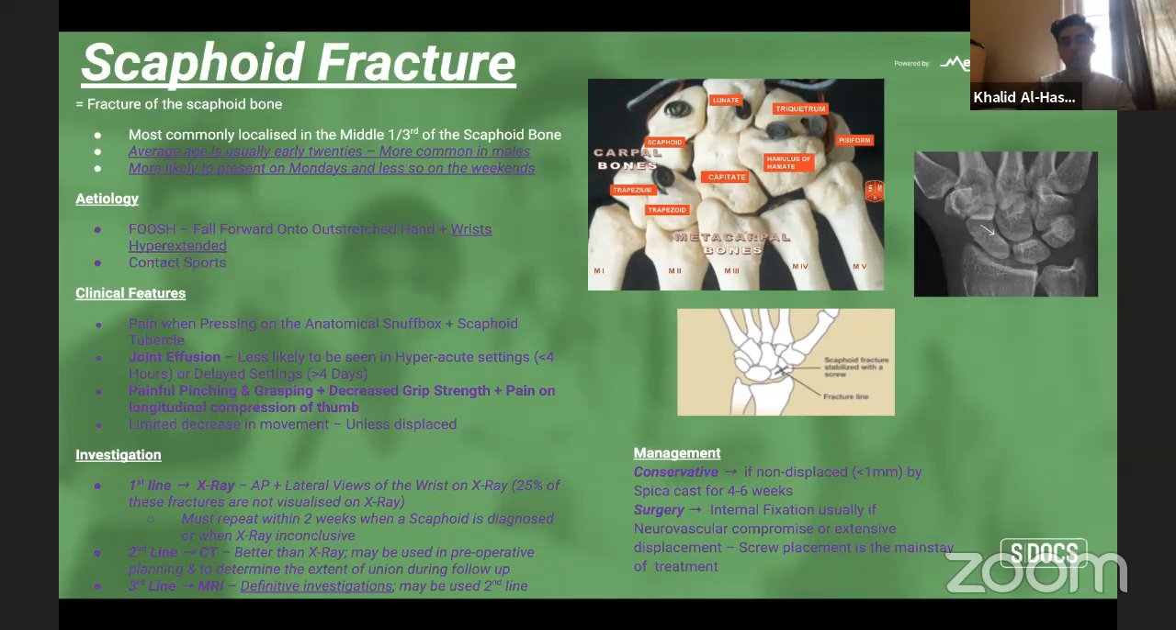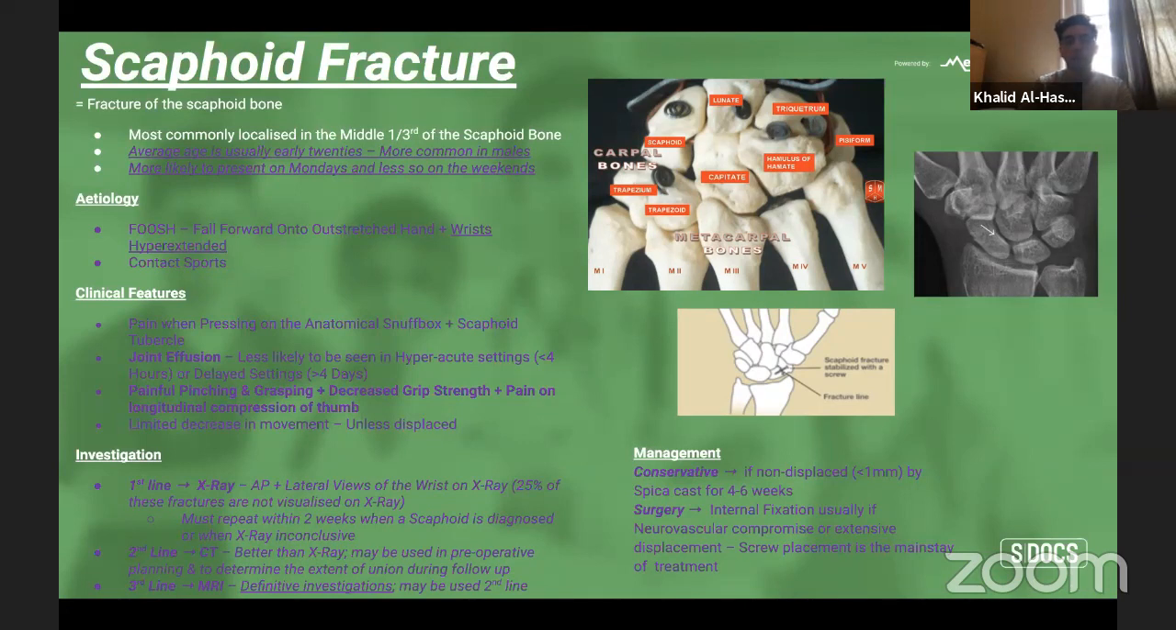So the clinical features of this. Pain when pressing on the anatomical snuffbox plus the scaphoid tubercle. The anatomical snuffbox is a structure which is located close to the radial artery and adjacent to the scaphoid. It is bordered by three tendons: the extensor pollicis longus, the abductor pollicis longus, and the extensor pollicis brevis. I would recommend that you remember this.